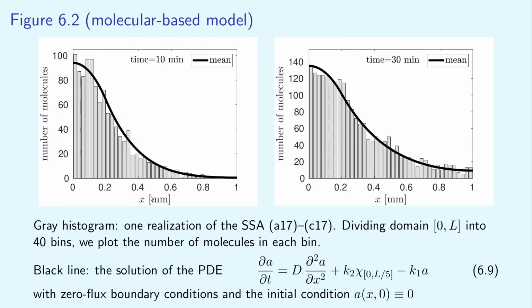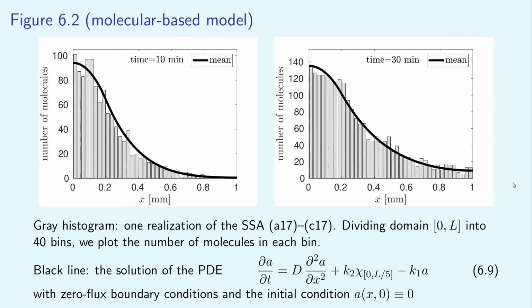The results of one realization of the SSA A17C17 are presented in figure 6.2. We compare them with the black line, which is the solution of the corresponding deterministic partial differential equation model, with zero flux boundary conditions, and the initial condition A at time t is identically equal to 0. This equation provides a very good description of the average behavior of our stochastic simulation algorithm. In fact, the black line is the exact description of the average behavior if we consider the limit of the time step delta t goes to 0.